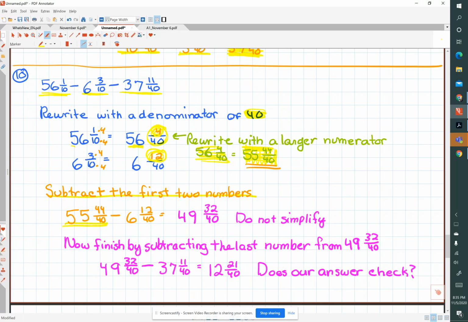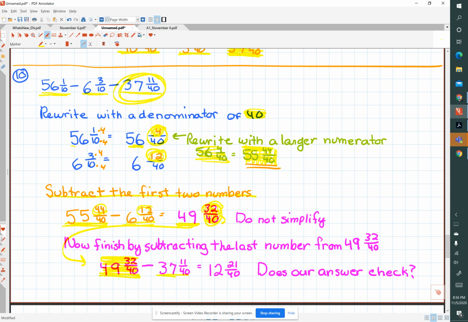So let's go ahead and subtract those first two numbers. 55 and 44/40 minus 6 and 12/40. 55 minus 6 is 49. 44 minus 12 is 32. Now, good for you if you see that this needs to be simplified, but we're not going to simplify it yet. We still need a denominator of 40 to complete our problem. We have a third number here that we still need to subtract. So let's go ahead and put that 49 and 32/40 down, and from that we will subtract 37 and 11/40.